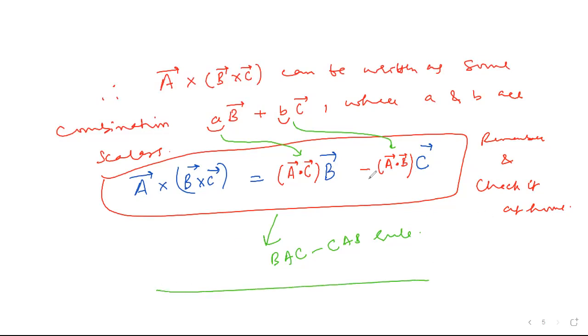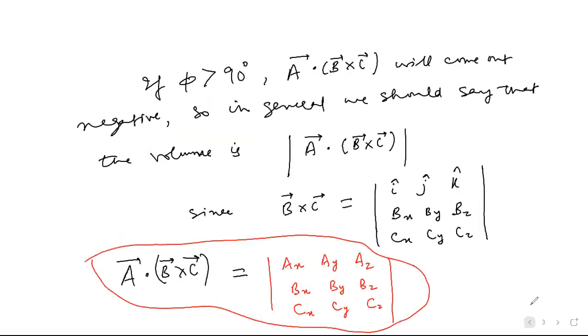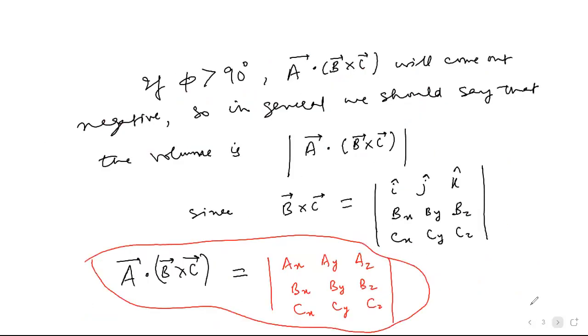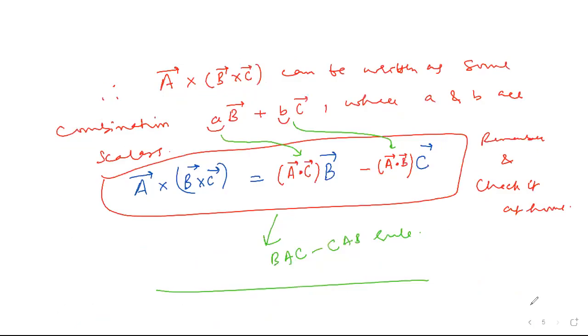So you can check it at home, do the calculation using unit vector notation of A, B, and C. This is your home assignment. So we have done now triple vector product, triple scalar product. We know now what is the geometrical interpretation of triple scalar product, what is by definition triple vector product, and how we can use BAC-CAB rule to find this triple vector product. Let me go to next thing.